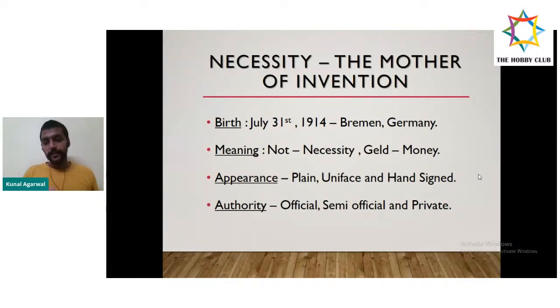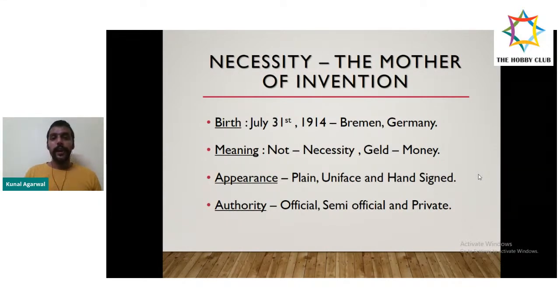Usually when it first started, it was made on paper, very plain, uniface, just one-sided printing, and it was hand signed because it was targeted at a small population. If a local municipality issued it, it was basically only for the town residents, so that they could have that change circulated between themselves. And if a local shopkeeper issued it, it's because he didn't have change to give back. He would instead write a note and give it to them, so that next time they come in they can encash it.